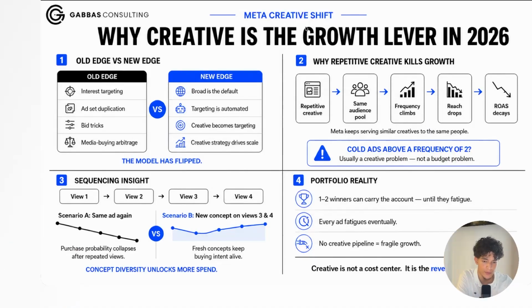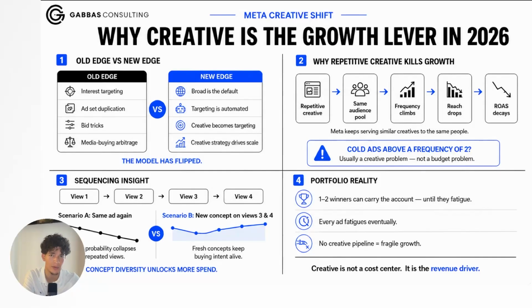And what you have to know is that after 2 views of the same ad, the probability that the people buy your product is 0. But if you swap in different ads as impression 3 and 4, the probability stays high, and that's why concept diversity literally unlocks more spend for your account.